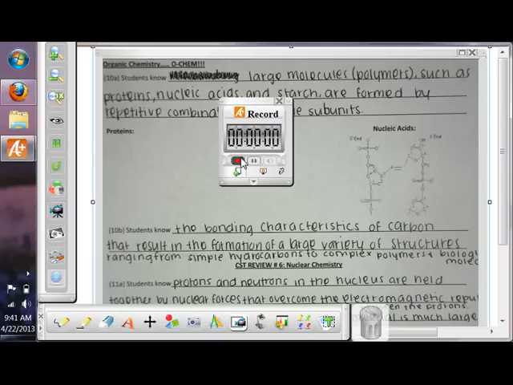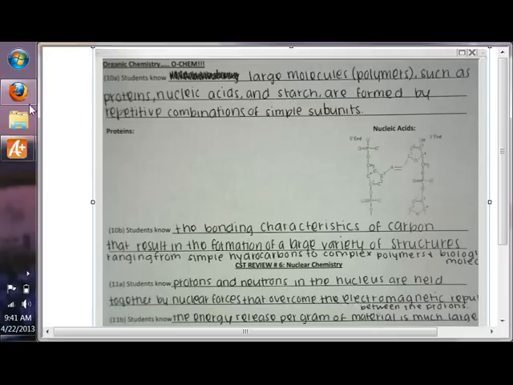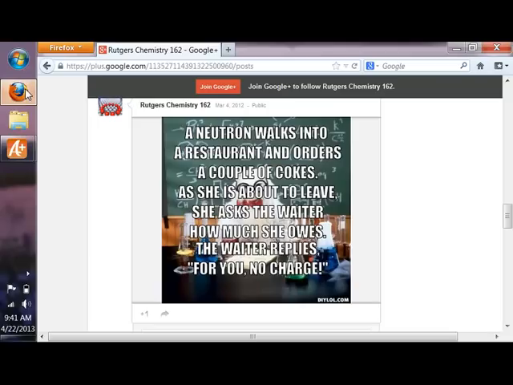So we're going to start with a joke. A neutron walks into a restaurant and orders a couple of Cokes. As she is about to leave, she asks the waiter how much she owes. The waiter replies, "For you, no charge." Get it? Neutron doesn't have a charge in the nucleus. No charge. So funny. Okay.